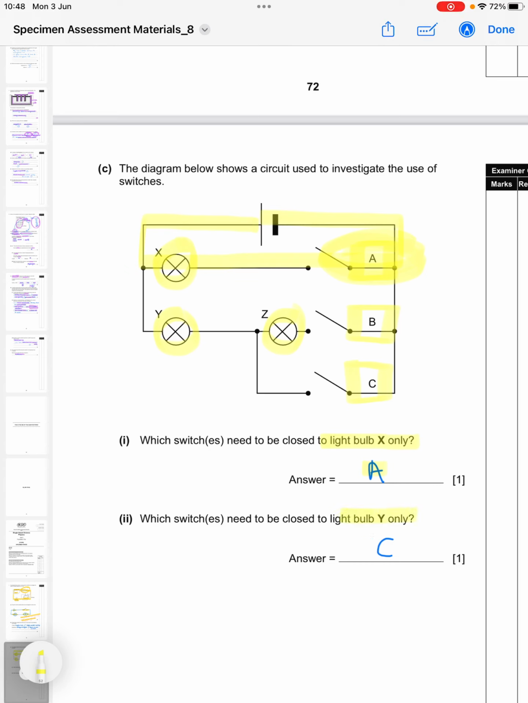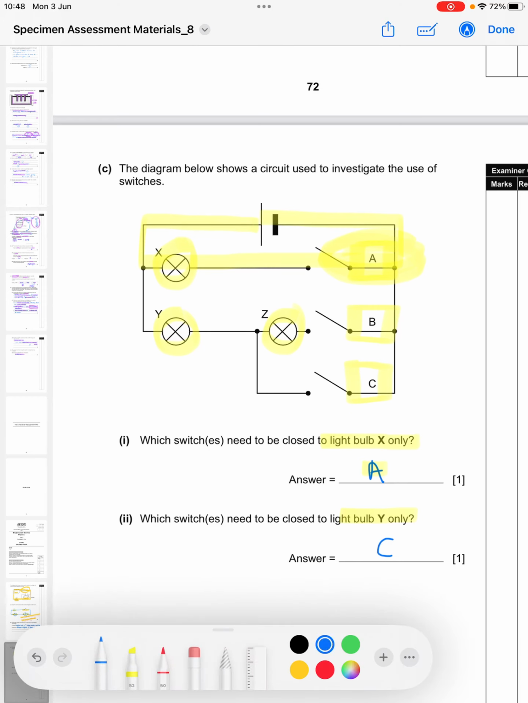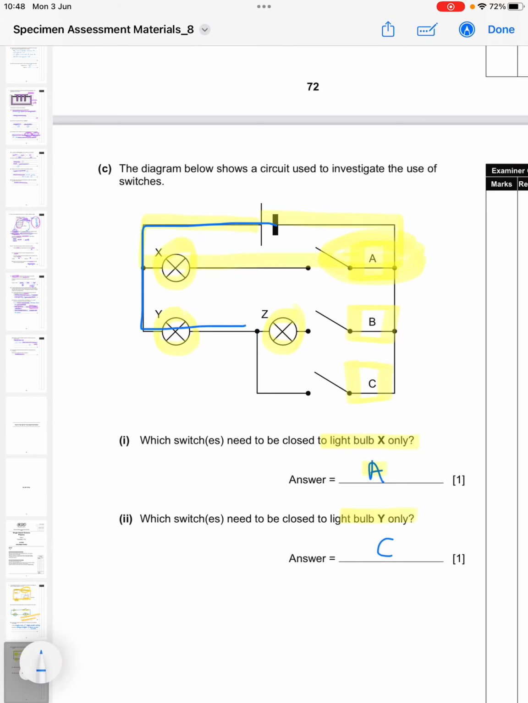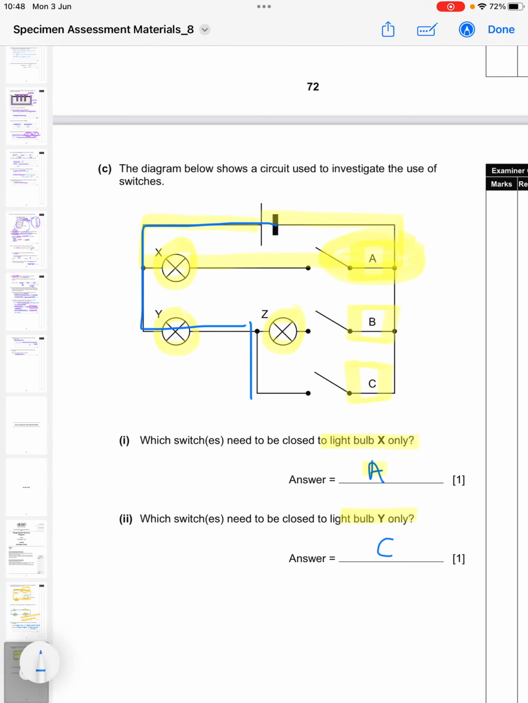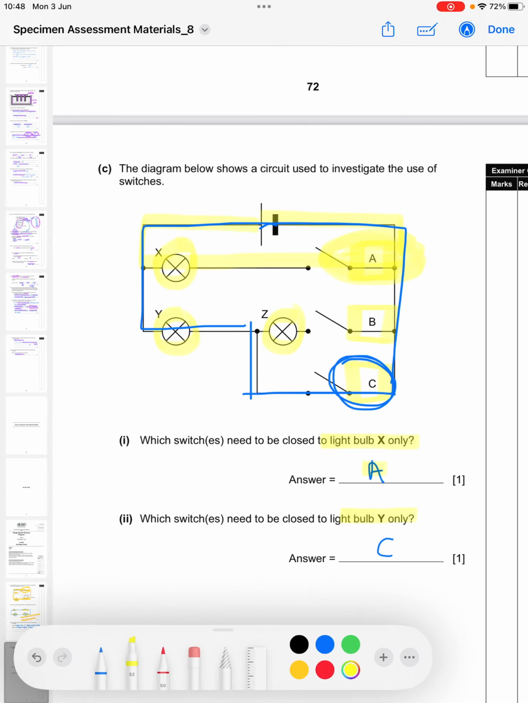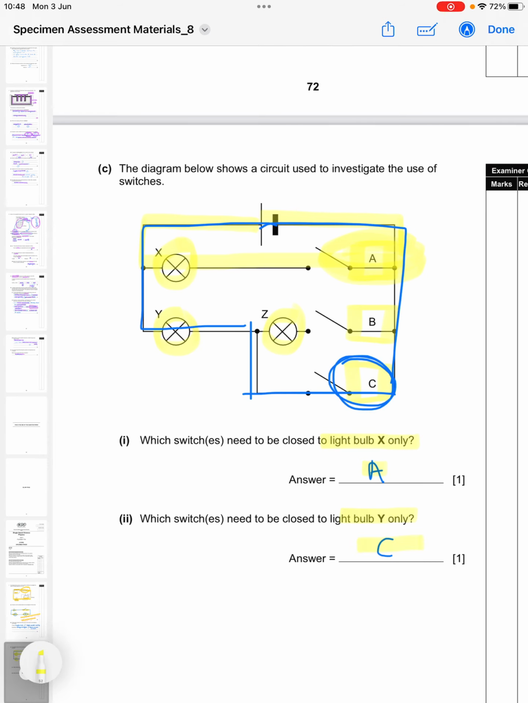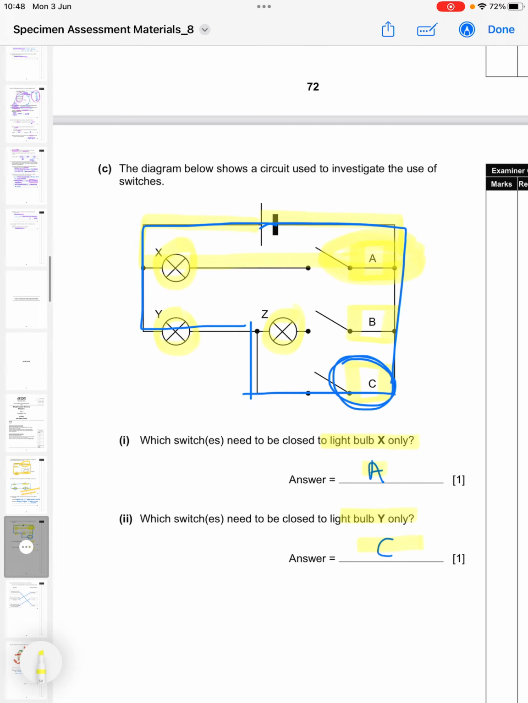Now to light only Y, if we go instead in this direction through Y, if we go straight on there, we would be lighting up Z as well. So we want to take a turn there, straight across the bottom and then up. So in this case, C is the only switch you want to use.